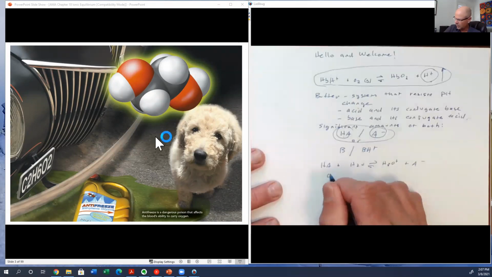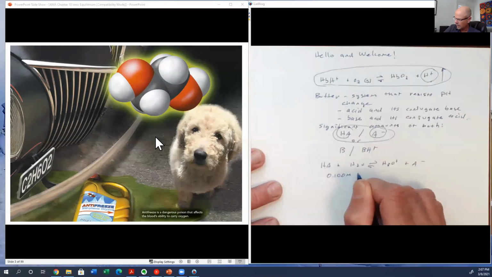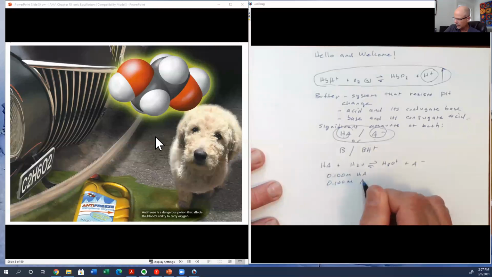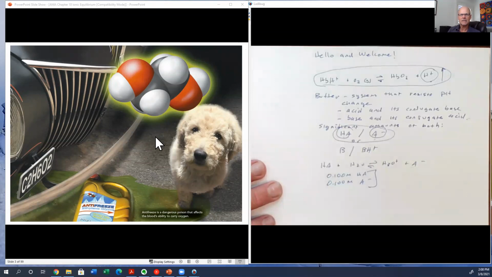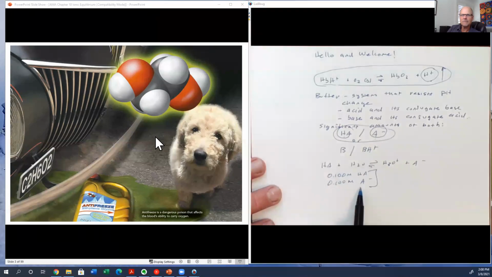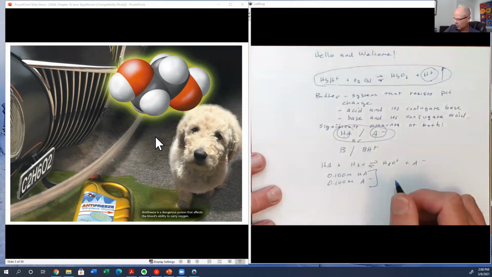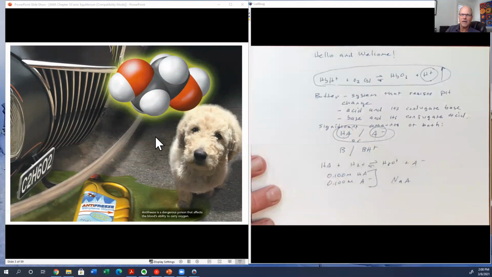So for example, if you had a solution that was 0.100 molar in the weak acid HA and 0.100 molar in its conjugate base A minus, then that would be a buffer, right? It has significant amounts of both of those components. And by the way, you all know that you don't just get anions like this on their own. Any conjugate base like this would be something like a salt, so NaA or whatever. It would have to have some counter ion, okay? But a lot of times the important part is not the counter ion, it's the conjugate base.